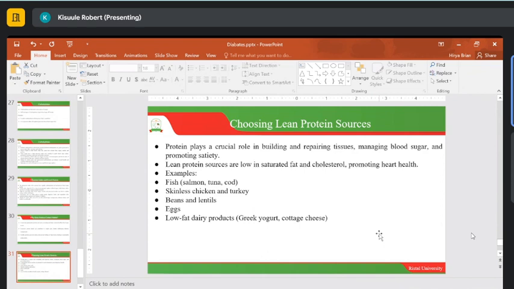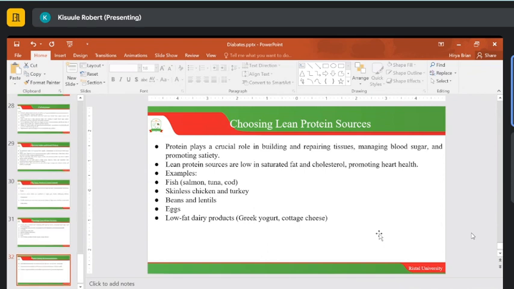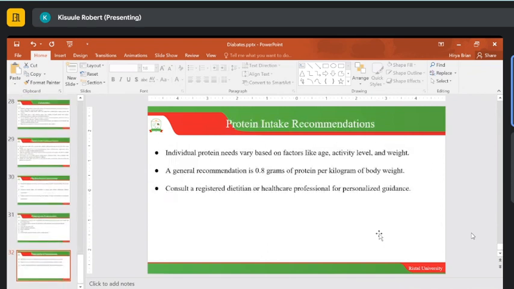For the lean protein sources, these are low in saturated fat and cholesterol, promoting heart health. And for the examples, we have the fish, the skinless chicken and turkey, the beans, lentils, the eggs, the low-fat dairy products, the Greek yogurt, and the cottage cheese. I remember we did some cheese lessons, I should say, some time back.